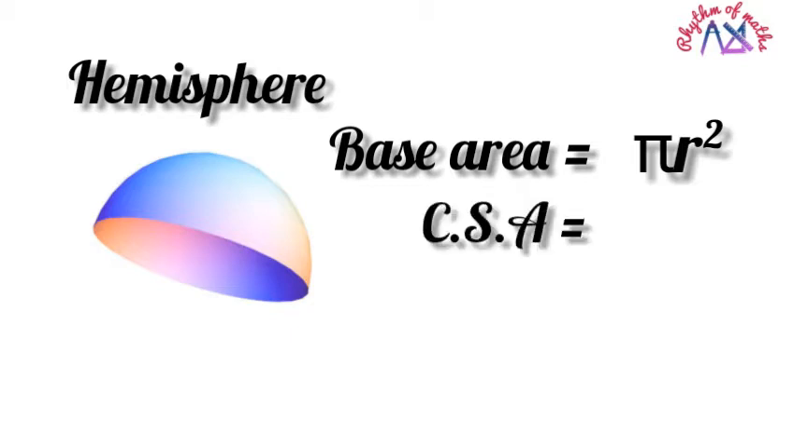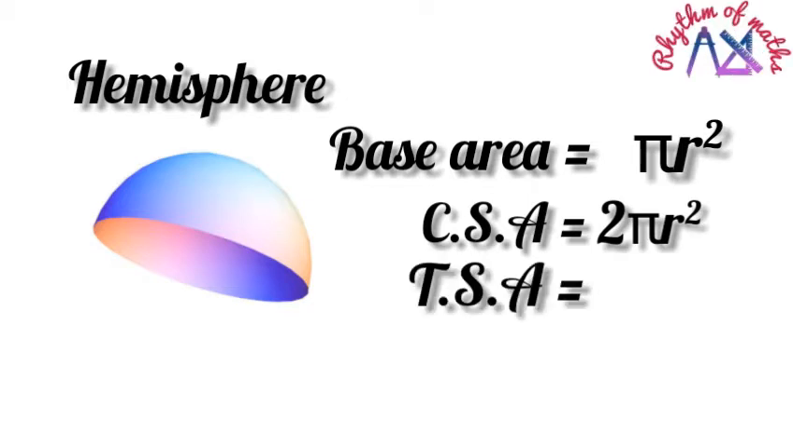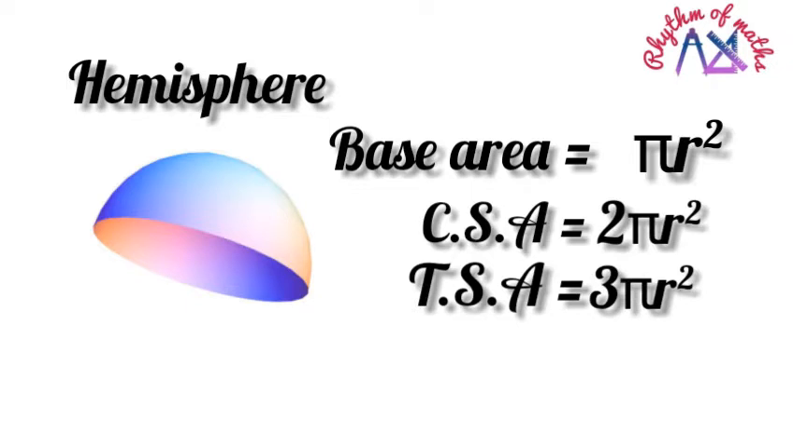Next is curved surface area. This area is the curved surface area. The curved surface area is 2 pi r square. Now next is total surface area. Total surface area means the sum of the base area and the curved surface area: pi r square and 2 pi r square. So the total is 3 pi r square. The total surface area of a hemisphere is 3 pi r square.